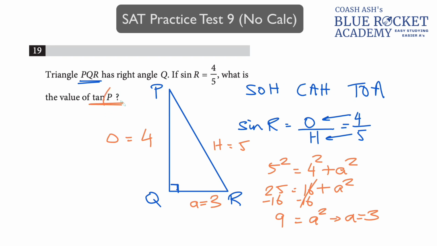Again, where's P? That's the most important idea. P is not here. P is here. So you go over here first. And then what is tan? Tan is opposite over adjacent. So the tan of P is equal to opposite over adjacent.